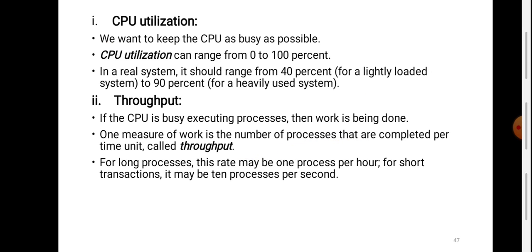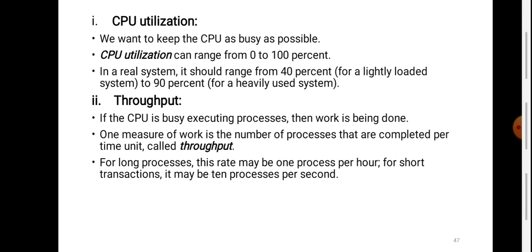First criteria is CPU utilization. We want to keep the CPU as busy as possible always. The CPU should not sit idle. Okay, CPU utilization may range from 0 to 100%. Okay, 100% utilization is always best. In a real system it should range from 40% to 90%.